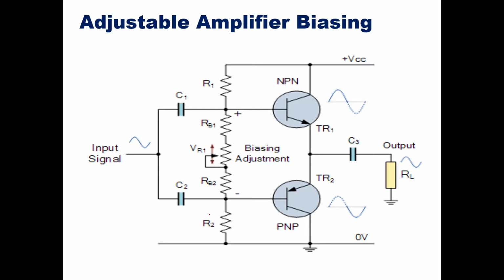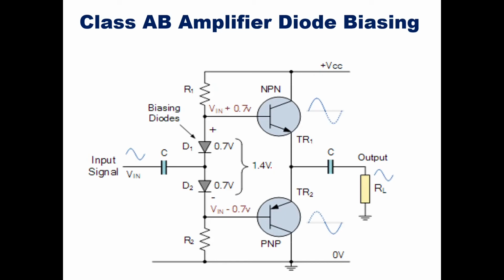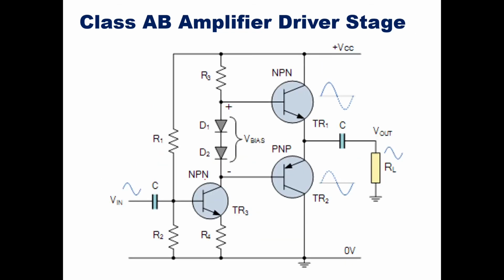After that, you can also have an adjustable amplifier biasing. Here you can see you can adjust the biasing with this pot. Okay, and that is how both the output transistors will be biased properly. Then you can have diodes, as we have seen in our first circuit. You can use diodes also for proper biasing of the transistors. And then you can also have a driver stage. You can see here one more transistor is added along with the diodes. So it is also a driving stage for biasing the NPN and PNP transistors. So these are all various biasing methods.